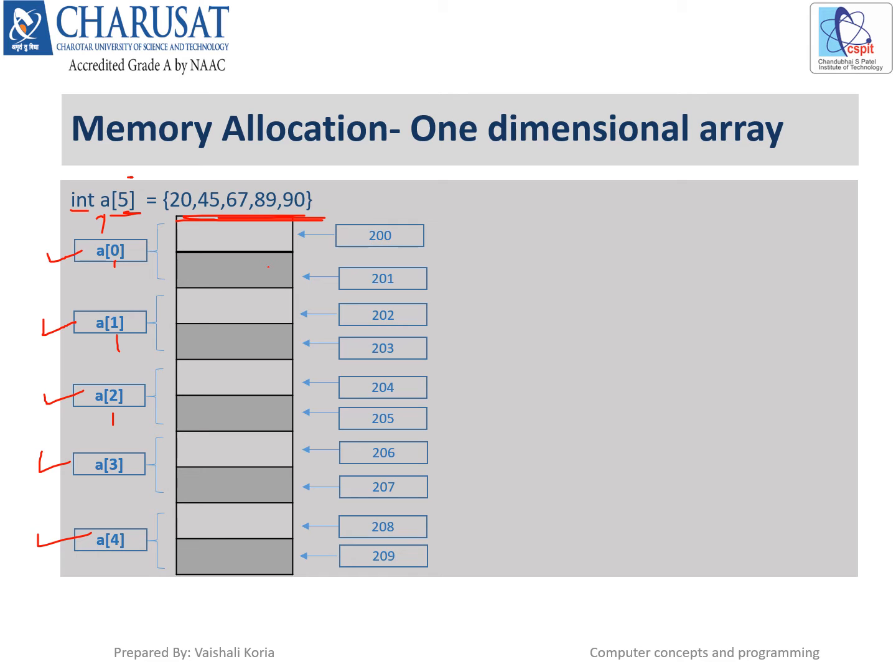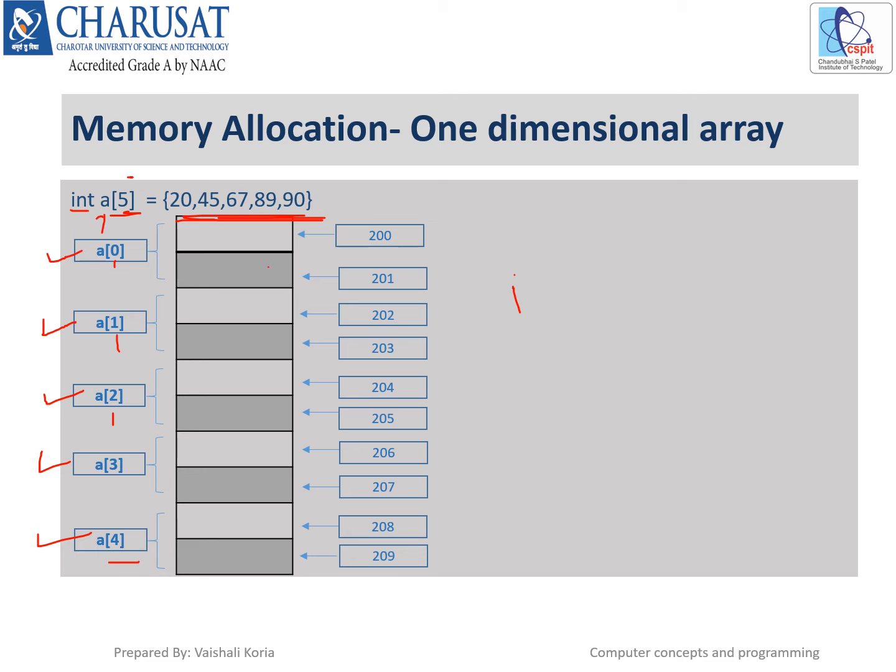Array index always starts with 0. So 0, 1, 2, 3, 4. Correct? So total 5 elements, but indices start from 0 to size minus 1. If the size is 5, the index of the last element is 4.